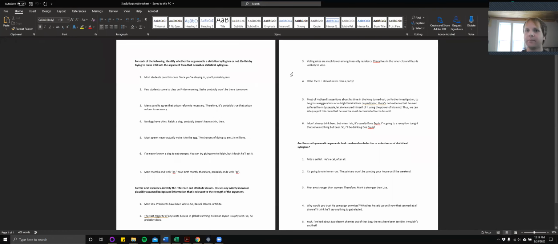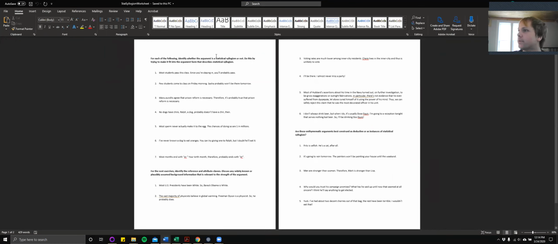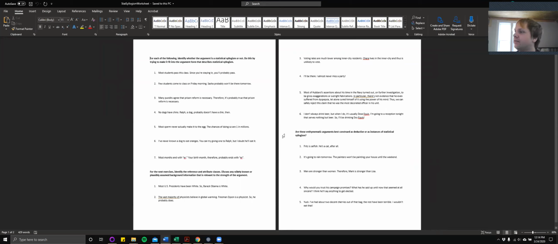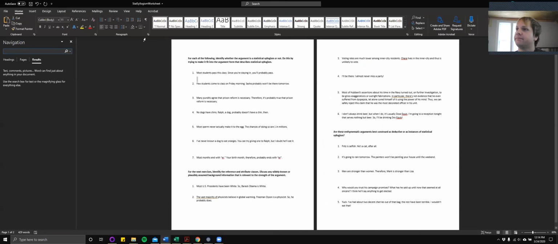Okay, here it is. So we have 3 sets of exercises here. These are mostly about statistical syllogism. The first set says, for each of the following, identify whether the argument is a statistical syllogism or not. Do this by trying to make it fit into the argument that describes statistical syllogism. So one thing I'll have you do is just go through, and one thing you could do is just write down what the argument form is.